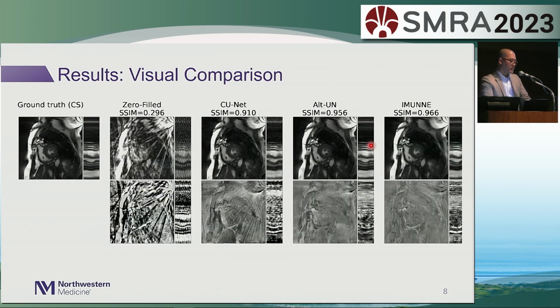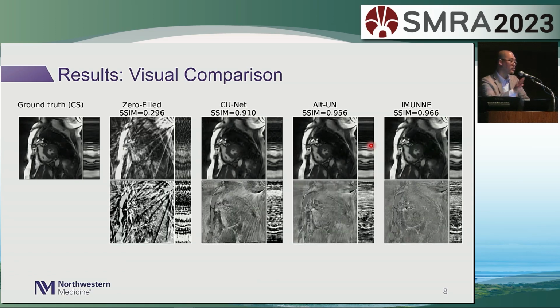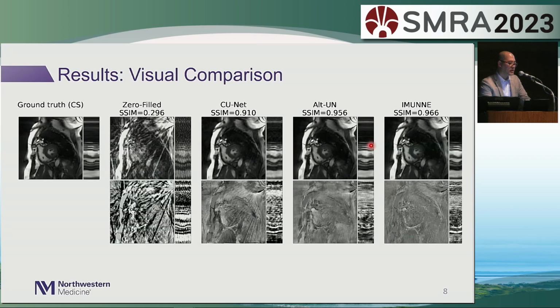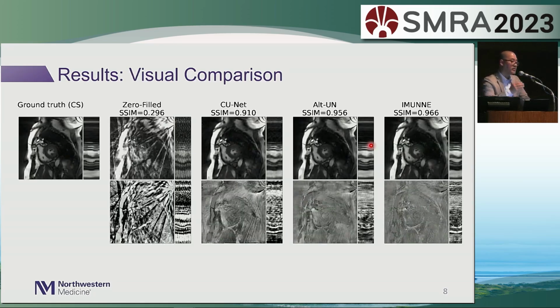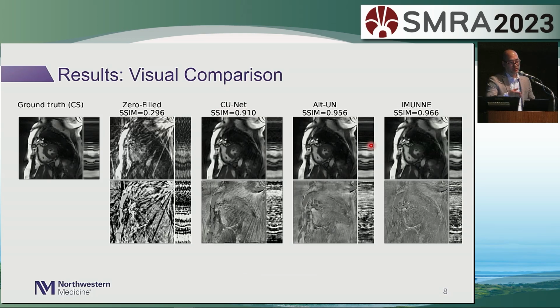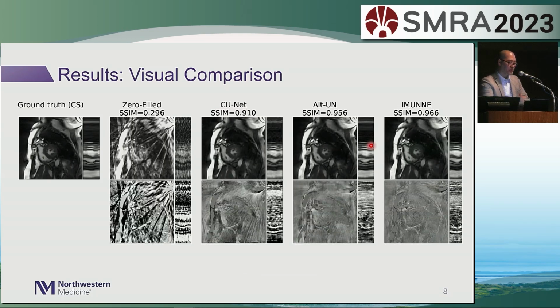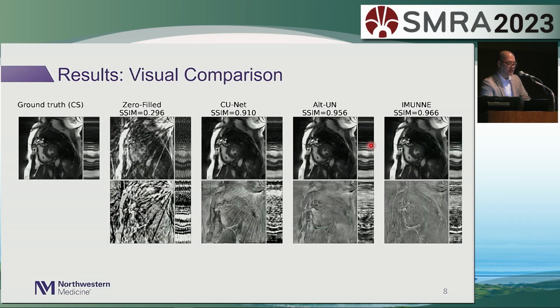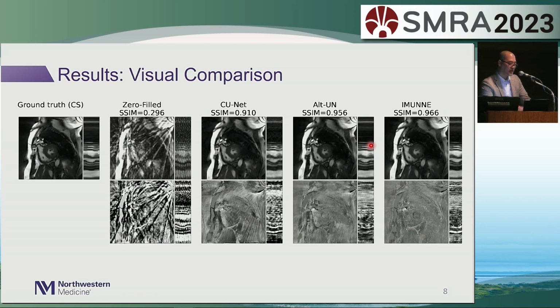So here are our results. On the left is the ground truth using GRASP or compressed sensing. The second column is if you did zero field NUFFT. As you can see, you're going to get crappy results. The third column is the complex UNet, and you can see that the results are pretty decent, but you get some residual streaking artifact that the simple complex UNet cannot resolve. The PTB group's alternative unrolling network does a very good job. And then our network, immune, basically does the same. Perhaps the error is slightly less, but nonetheless, they're very comparable.